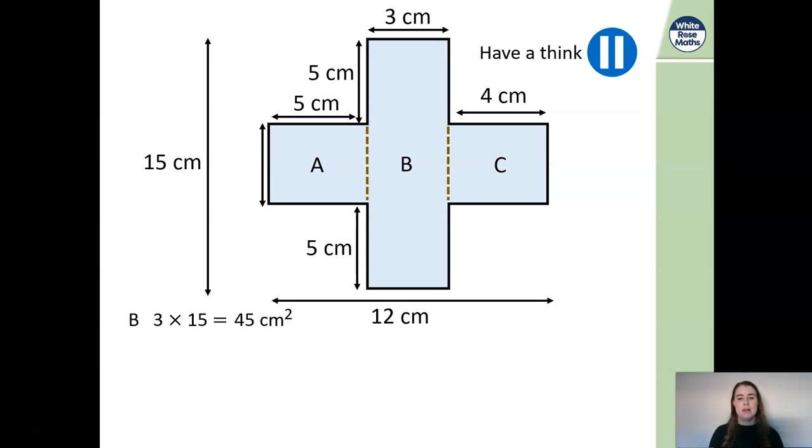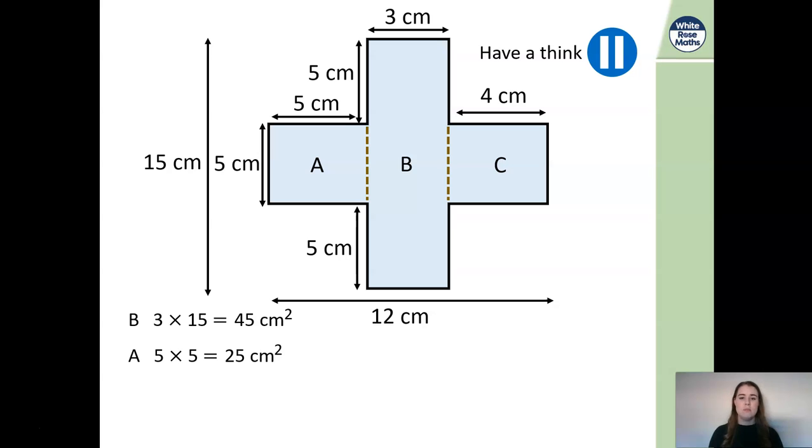We also now need to work out the length of this shape. Now we know that this side is 5 and this side is 5, therefore added together is 10. And we know that the total length is 15 centimetres. So 15 take away 10 is going to give us 5 centimetres. So effectively, A is now a square. All we do is multiply 5 by 5, that gives us 25 centimetres squared.